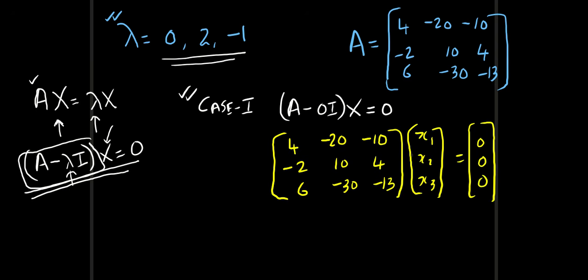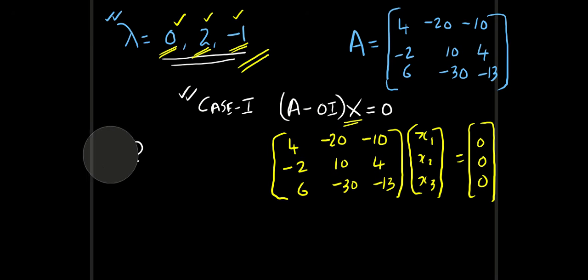Okay. Now, I forgot to tell you one important thing. I told you this is type 1. In type 1, all the eigenvalues will be distinct. Look at the eigenvalues. One is 0, one is 2, and another is minus 1. All are different. Okay. And in this case, it's very easy to find the eigenvectors. So the easiest method is the rule of cross multiplication.